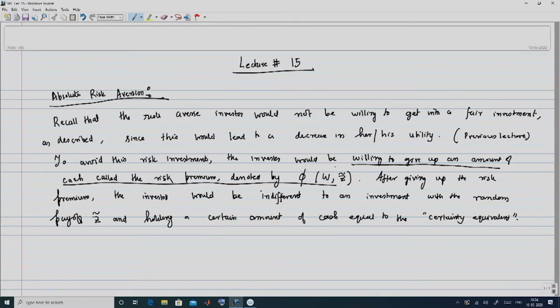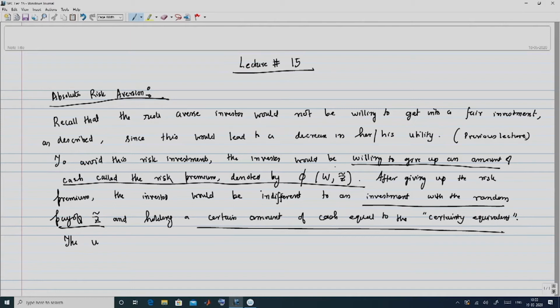Now, in order to avoid this risky investment, the investor would be willing to give up an amount of cash called risk premium. So, once the investor is willing to give up this risk premium, then when you look at the investment in the random payoff z tilde, or holding an amount of cash equivalent to the certainty equivalent, the investor would be indifferent to these two choices, namely the risky proposition and holding an amount of money same as the certainty equivalent. All right.